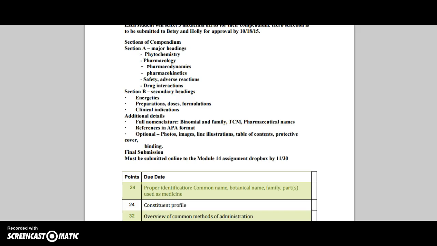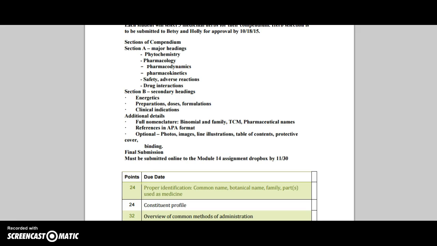Section B, we want to see energetics. So this can be from a Chinese medicine perspective, since you are Chinese students. So is this a damp herb? Is this drying? Is this aromatic? Is this bitter? We want to look at preparations, doses, formulations. So is this herb primarily given as a single, or is it commonly used as part of a formula? What are some of the primary formulas in which you can find this herb?